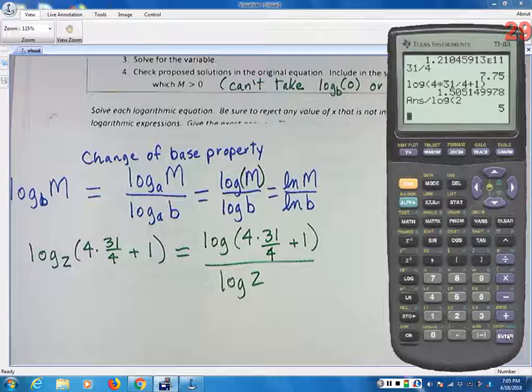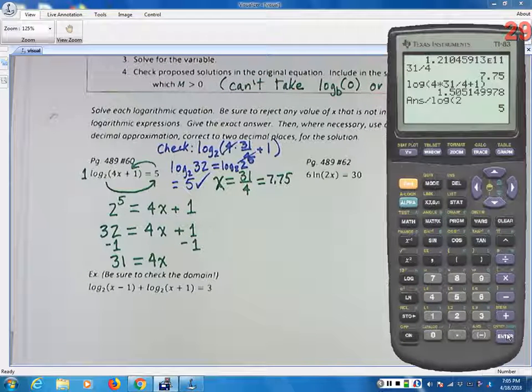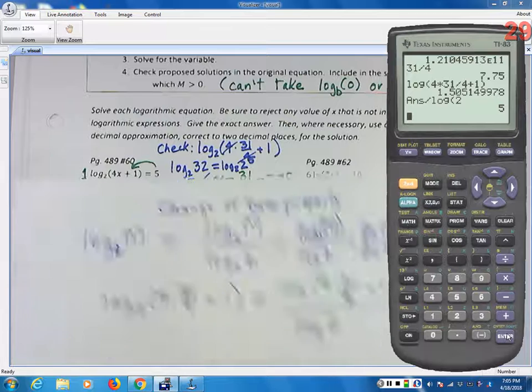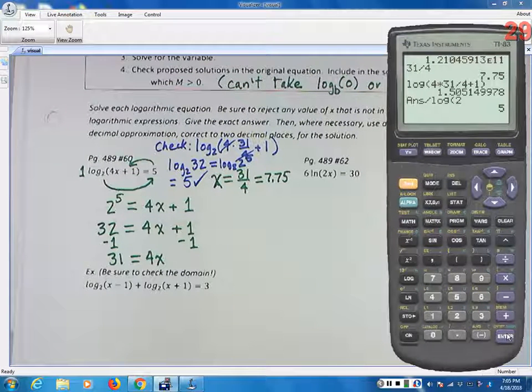You guys remember the change of base property? Not really. Any questions? Change of base. I just want to see one step. You're going to write this over this, or else you don't. It's worth 2 points. You're going to get 1 point if you don't show that step. All right.